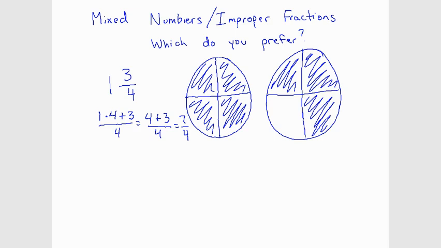Now, the question I asked at the beginning of this video is, which do you prefer? I know junior high teachers I've worked with throughout my career prefer the mixed numbers. It's more accurate, and I understand why. You have 1 whole part with an additional 3 quarters. It's more accurate in representing what we want to tell our audience. However, I prefer the 7 quarters. And I'll tell you why.